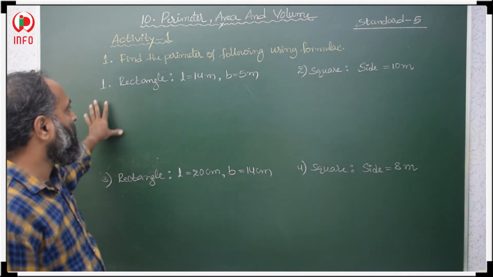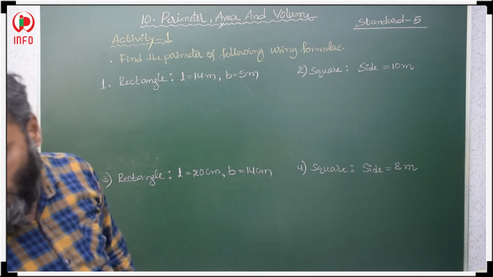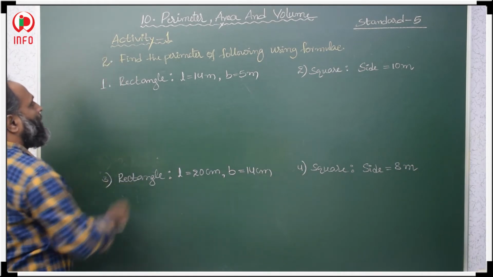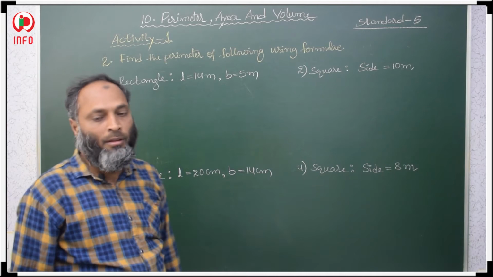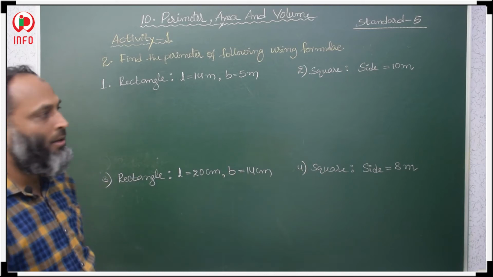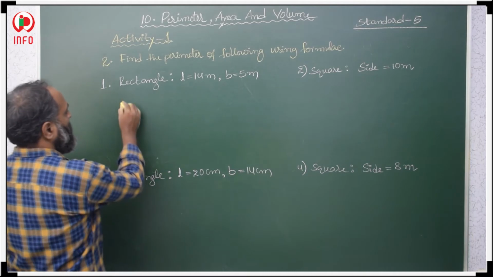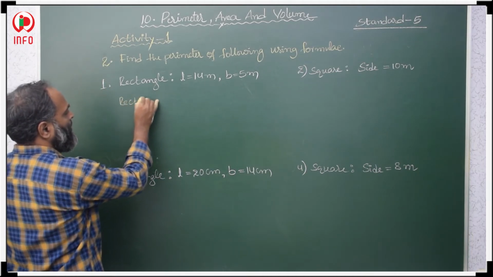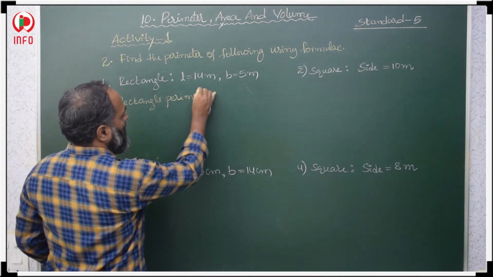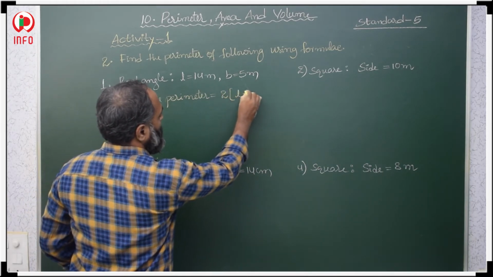Now, this is our second question. In the second question, what is he asking us to find? Find the perimeter of the following using formula. Using the formula we have to find the perimeter. The first one is a rectangle, the second one a square, the third one a rectangle, the fourth one a square. Here we have to find the rectangle perimeter in the first question. What is the rectangle perimeter? 2 into L plus B.